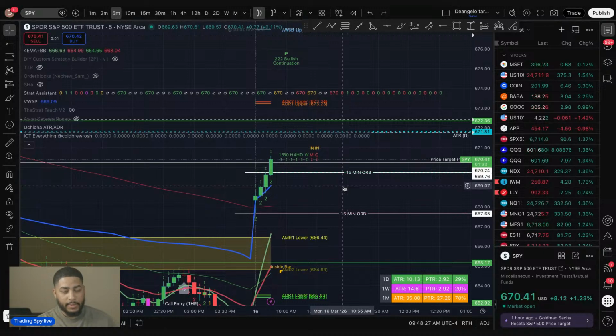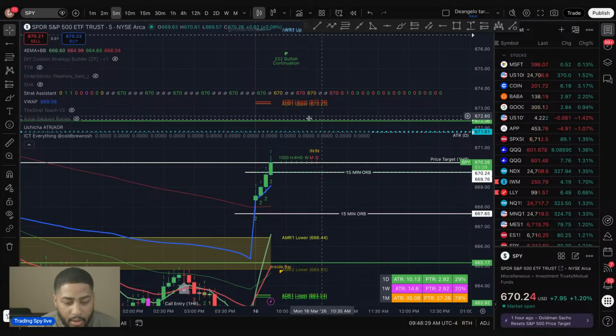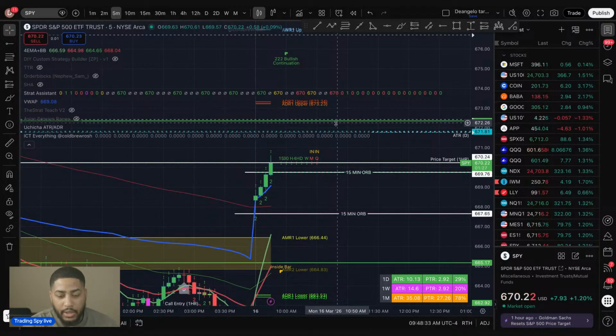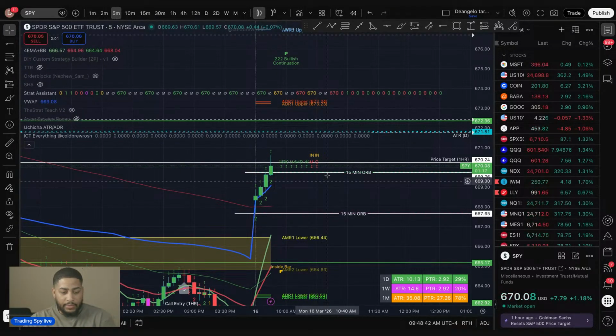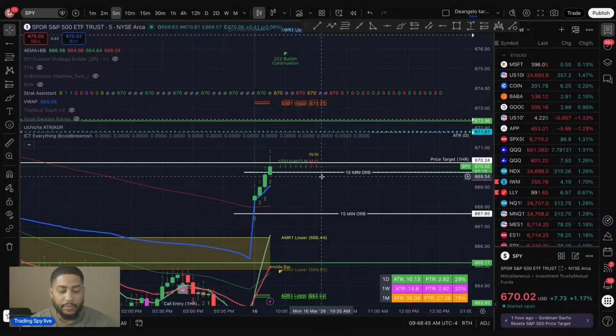All right, so we still got some distance between here and the upper ADR, which I usually try to shoot for every day, depending on where we open and stuff like that. So if we can get a pullback to close some of this gap, I don't want to chase, even though it's been 15 minutes. I like to wait for the first 15 minutes. Right now we're holding VWAP strong.